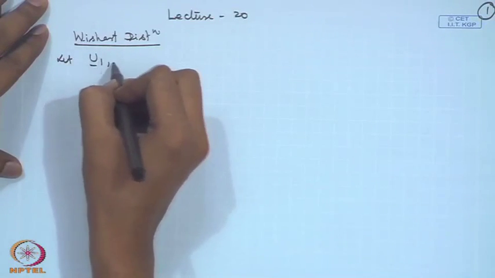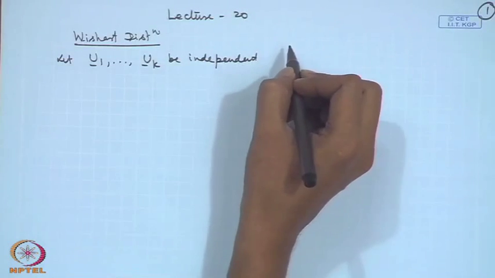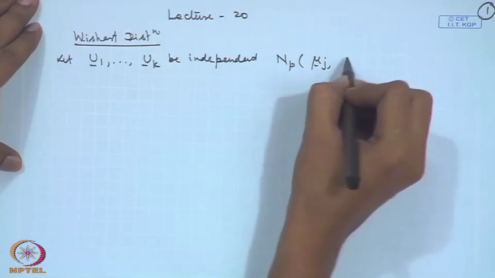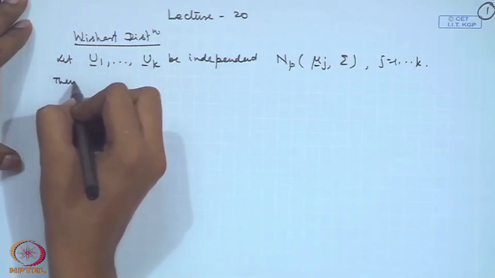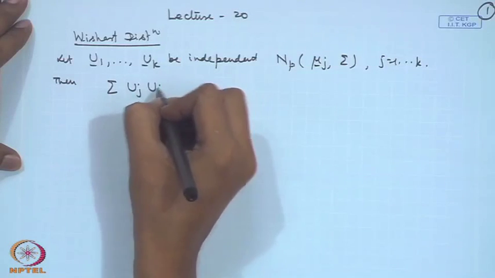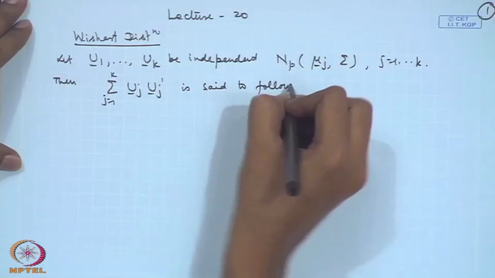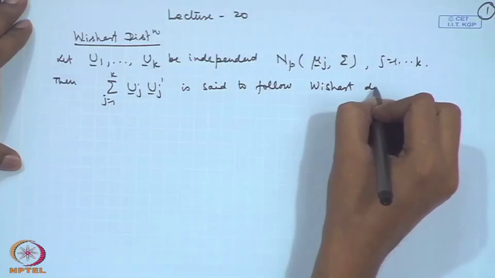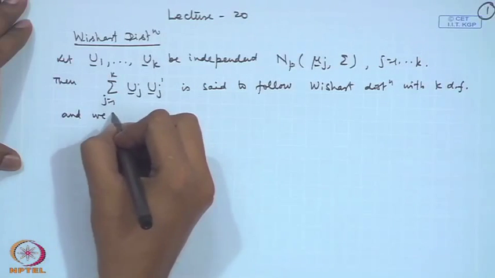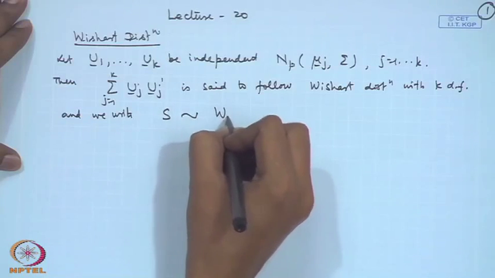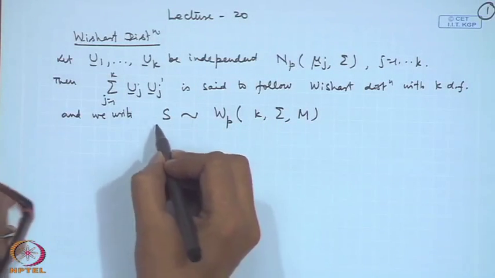Let u_1, u_2, ..., u_k be independent N_p(mu_j, sigma) for j equal to 1 to k. Then we say that S equal to sigma u_j u_j prime, j equal to 1 to k, is said to follow a Wishart distribution with k degrees of freedom, and we write S following W_p(k, sigma, M). This S is p by p.